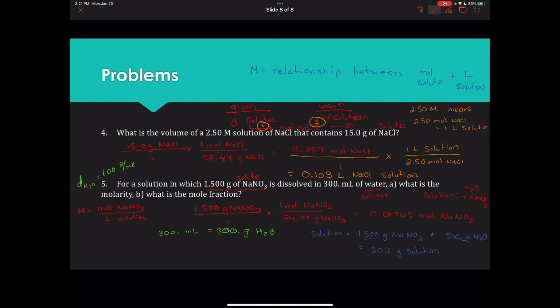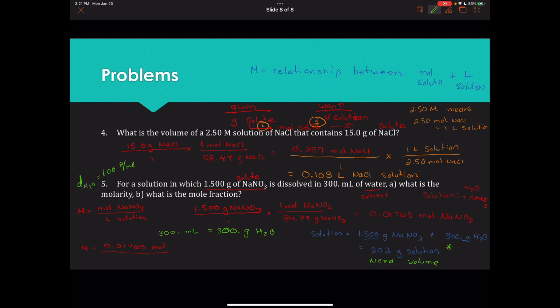So for my molarity, it's going to be my solute moles of 0.01765 moles divided by, can't get there just yet. So I've got grams of solution now. I need volume. And the relationship between mass and volume is density. But again, I'm not given density here. I don't have my solution density.